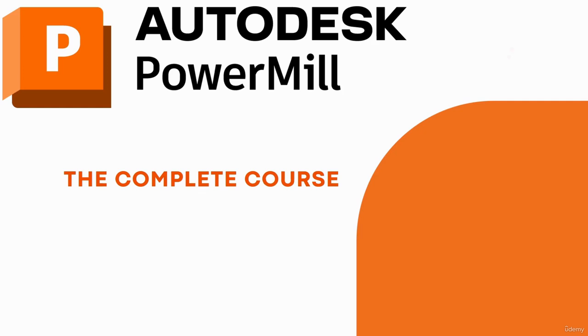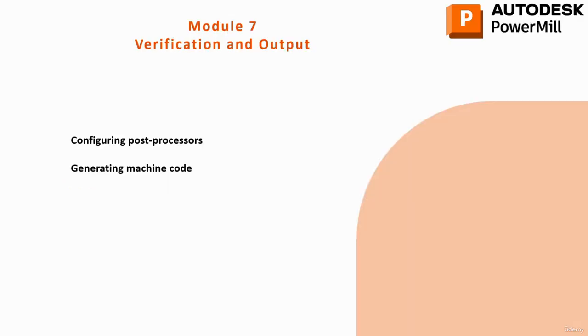Hi everyone and welcome to Autodesk PowerMill. So we are going to start module number 7, which is all about the verification and output. Today we are going to have two topics: the first is configuring post processors, and the second is generating the machine codes. So let's get started and discuss how we can configure the post processors.